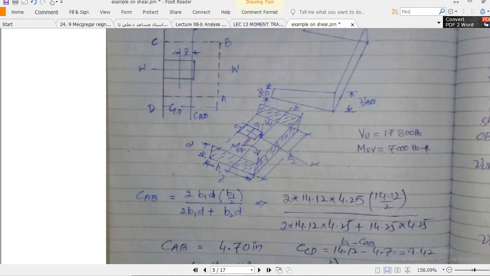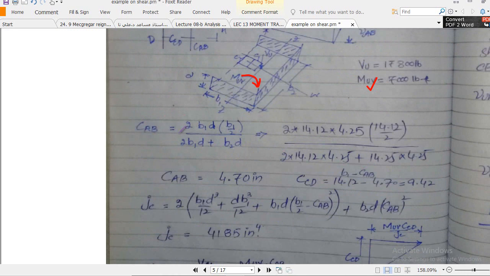Here I am assuming the moment direction, this one, and this is MUV, right? This is my B1 and this is my B2, right? This is the depth of the shear parameter. VU is this one, we already determined. MU we already determined, this is 7,000 pound-feet.